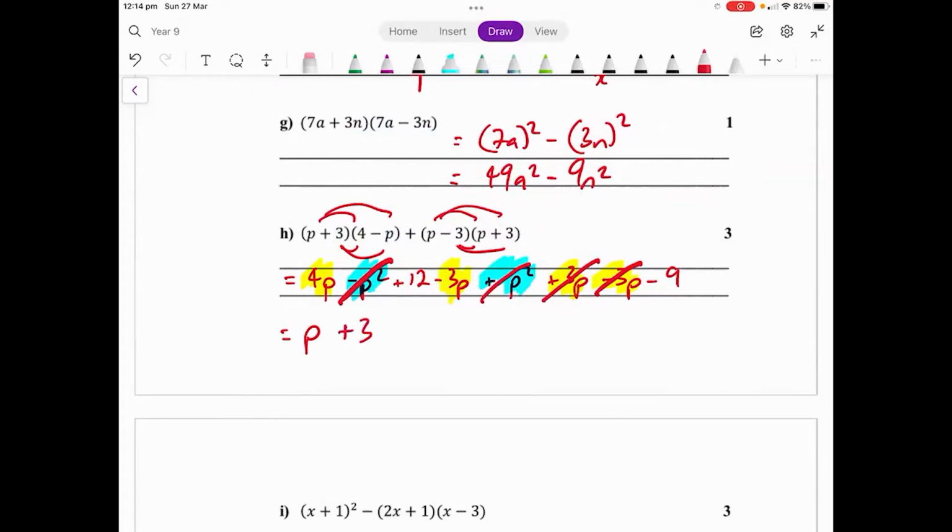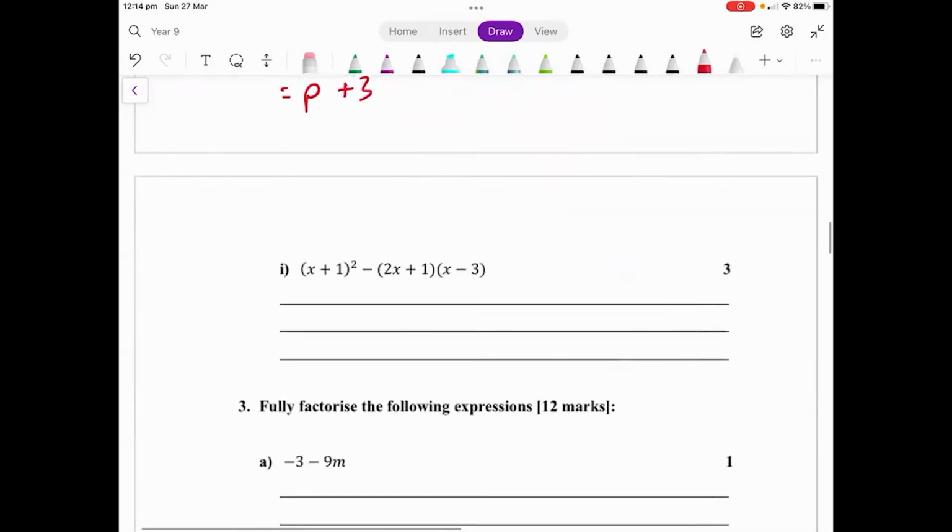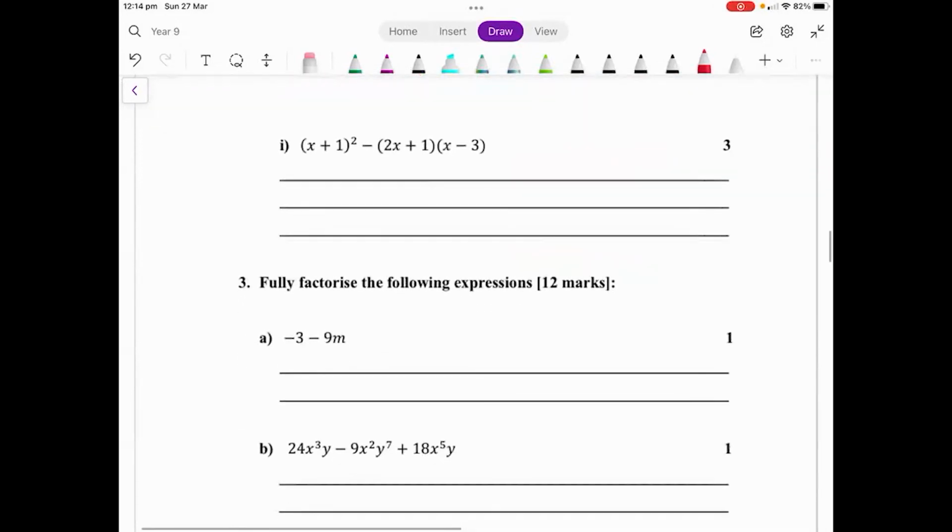Question I have x plus 1 all squared as the first expansion. That's just a squared plus 2ab plus b squared. That gets you x squared plus 2x plus 1. Once again, if you have trouble with that expansion, you can use the longer method outlined earlier in this test.